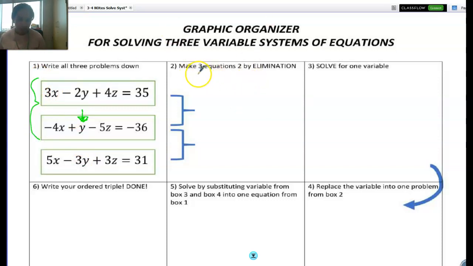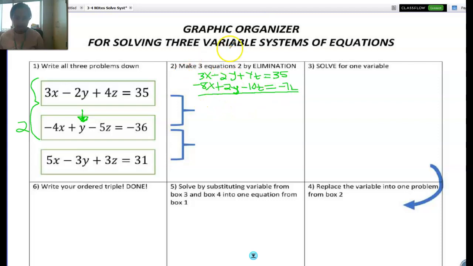I'm going to just rewrite the first one. 3x minus 2y plus 4z equals 35. And then what I'm going to do to this second one, I want the y's to cancel, so I'm going to multiply this second one by 2. So every single term: the x times 2 is negative 8x. And then times 2 is plus 2y. And then times 2 is negative 10z. And then times 2 is negative 72.